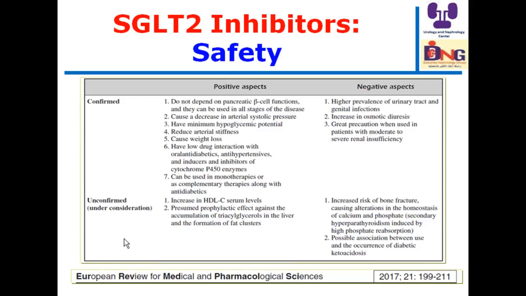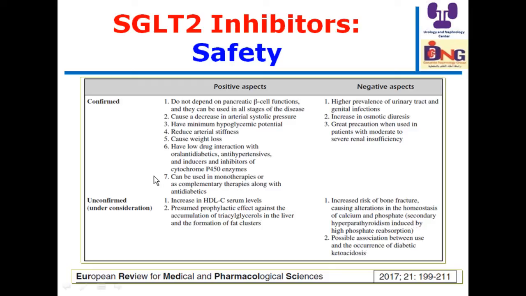Again, there are benefits and there is harm. So regarding the safety, the positive aspects of using sodium glucose cotransporter 2 inhibitors are, these are the confirmed positive aspects: they don't depend on pancreatic beta cell function, and they can be used in all stages of the disease of type 2 diabetes, cause a decrease in arterial systolic pressure, have minimum hypoglycemic potential, reduce arterial stiffness, cause weight loss, have low drug interaction, and can be used in monotherapy or combination. So all these are confirmed positive aspects of the use of sodium glucose cotransporter inhibitors.